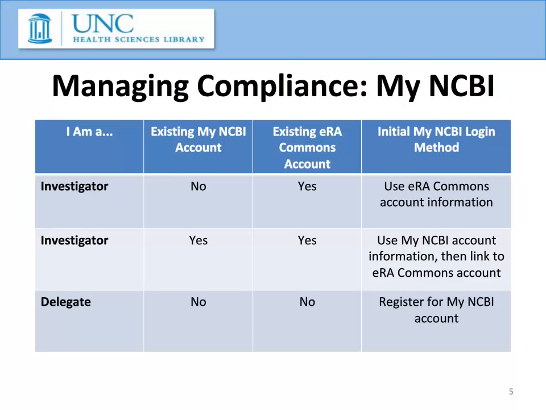This chart shows the different login options and explains which one you should use. If you are an investigator with an ERA Commons account and no MyNCBI account, log in with your ERA account information. If you have an ERA Commons account and already have a MyNCBI account, log in with your MyNCBI account information and then link it to your ERA Commons account, which I'll show in a minute. If you are a delegate and do not have an ERA Commons account, you will need to create a MyNCBI account if you have not done so already.